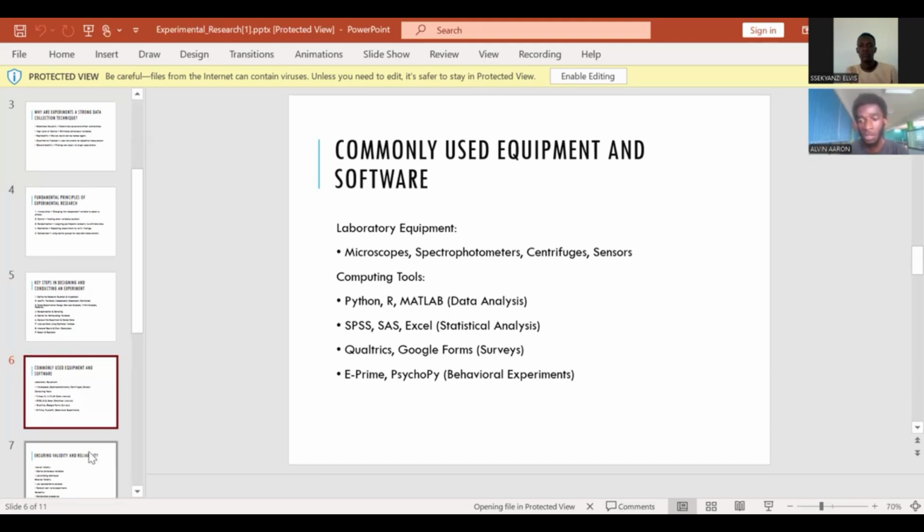And then the computing tools for computing data include Python, R, MATLAB for data analysis, and we have SPSS, SAS, and Excel for statistical analysis. We have Correlytics and Google Forms for surveys, getting information from the general public or from a selected group of people that you want to get information from. And then you have ePrime and PsychoPy for behavioral experiments.